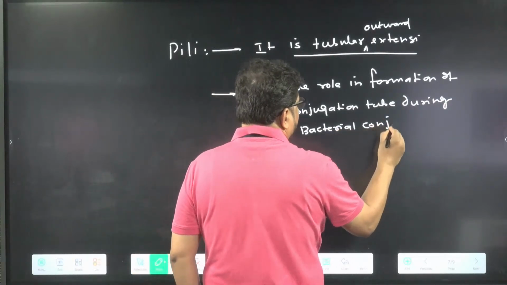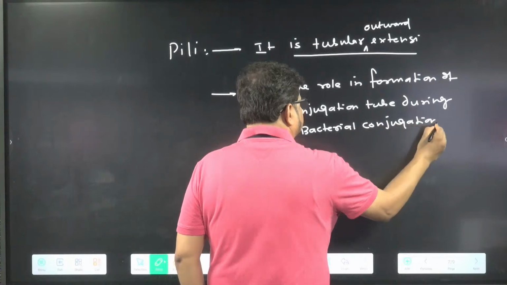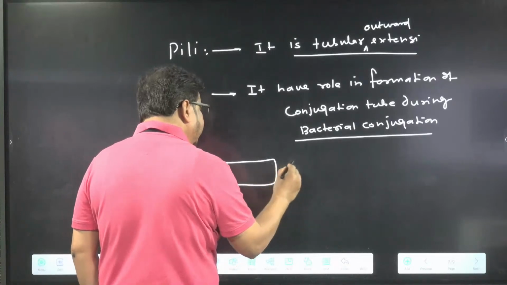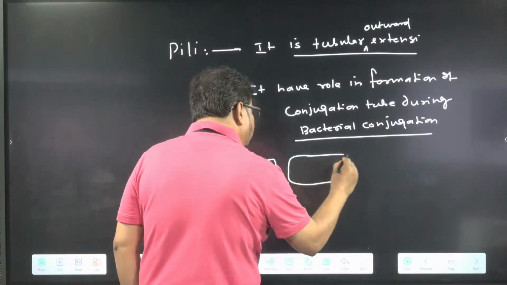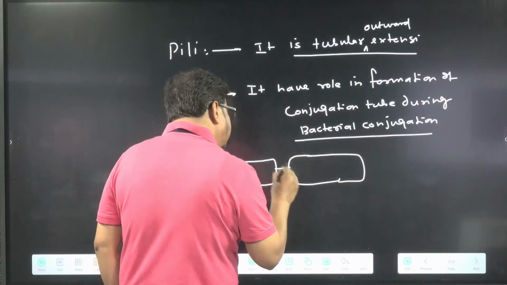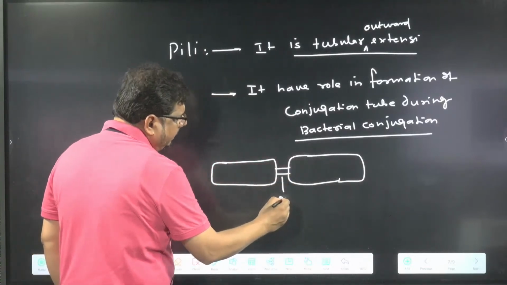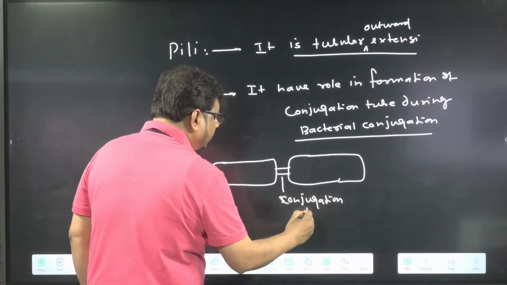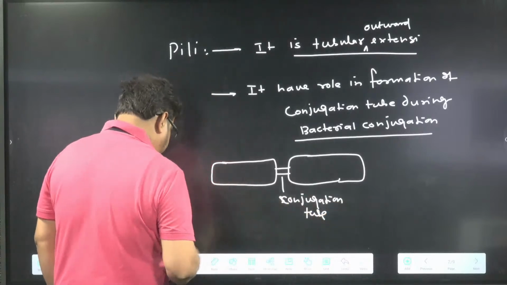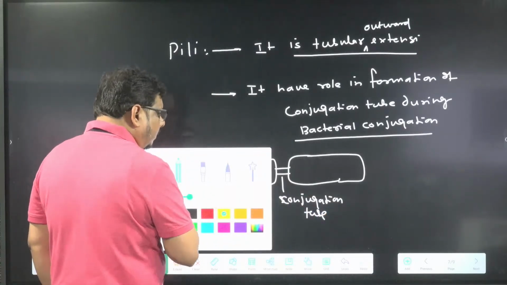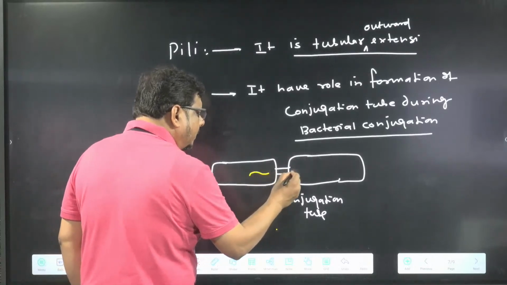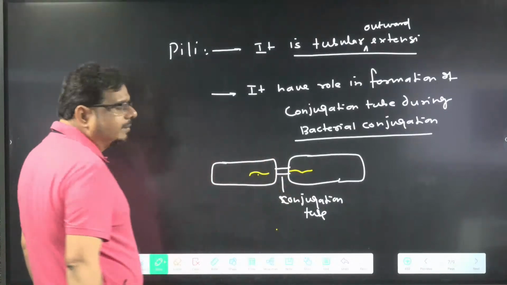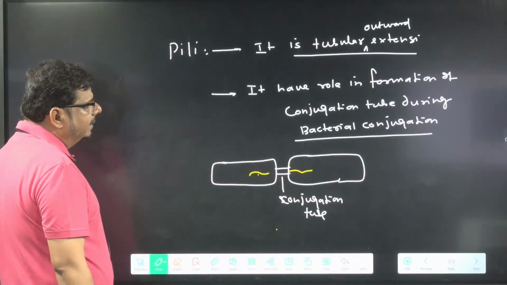Bacterial conjugation is a type of sexual reproduction in bacteria, and during this conjugation process, two bacteria join together with the help of sex pili, and it is called the conjugation bridge or tube. Through this tube, DNA from one bacteria moves into another bacteria. Understanding the idea? Picture came in the mind.